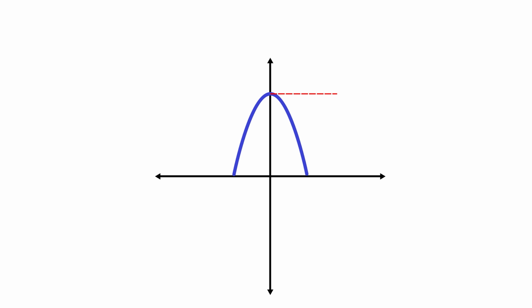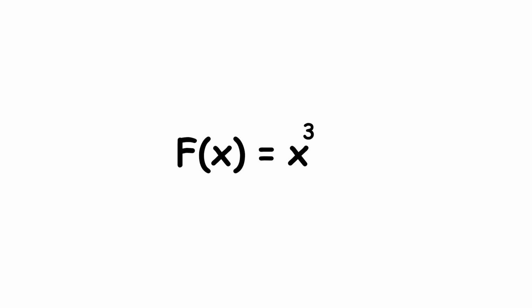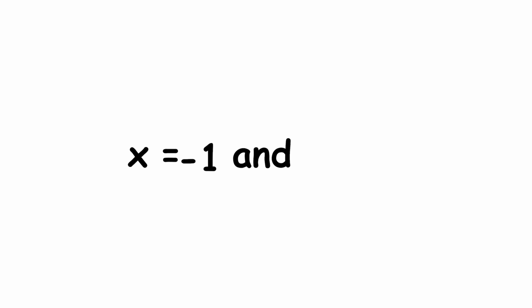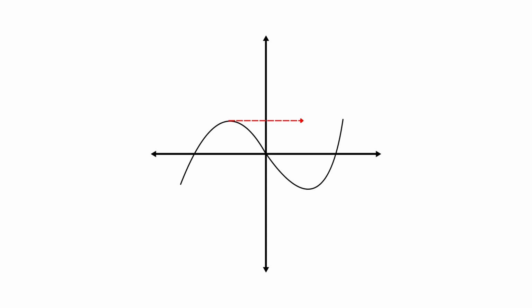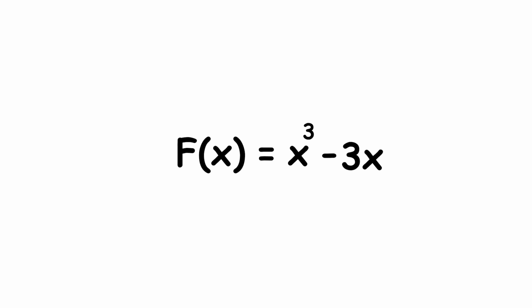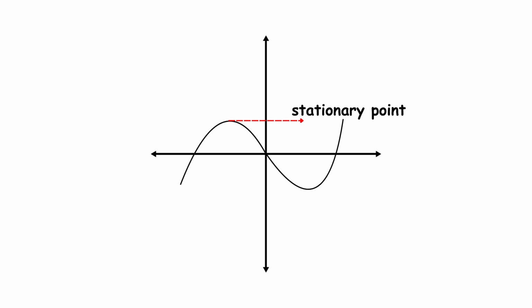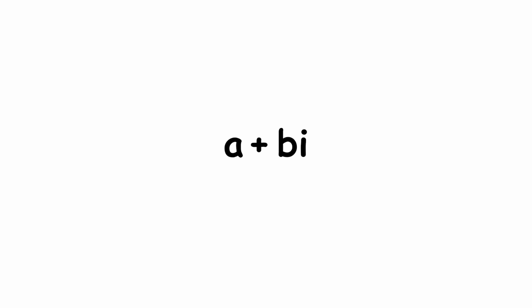Meanwhile, a point where the function flattens out is known as a critical point. For instance, if you have f of x equals x cubed minus 3x, the function flattens out at x equals negative 1 and x equals 1. From a calculus perspective, this is because the derivative of the function at that point, representing the function's rate of change, is 0. Since the function's value can be thought of as stationary there, such a point is called a stationary point. We can extend this idea to complex numbers, though it's harder to use graphs to visualize it.